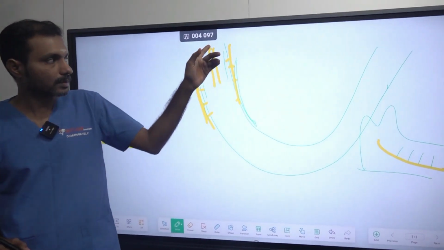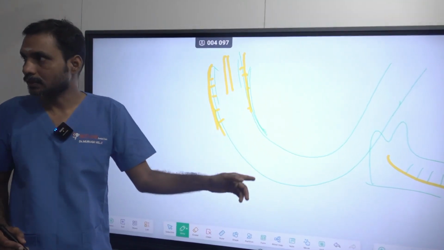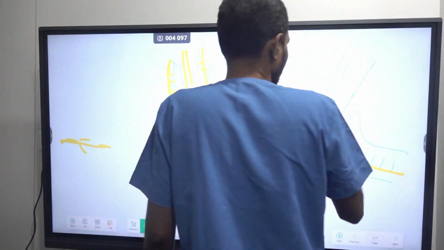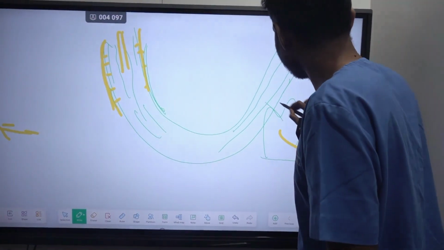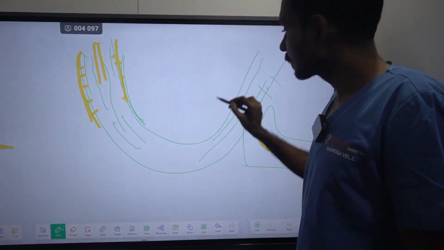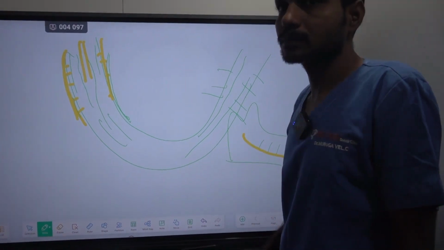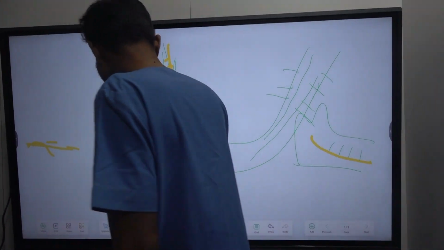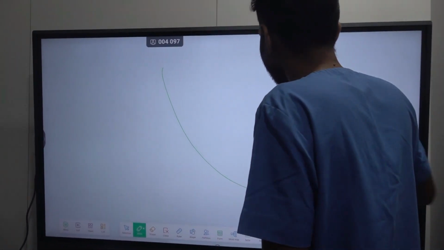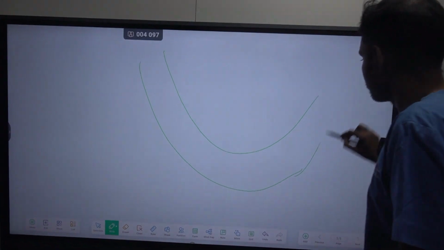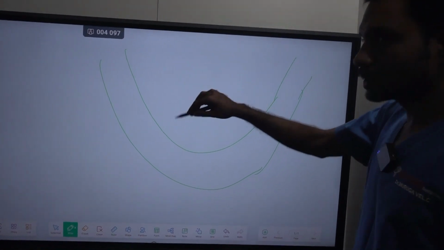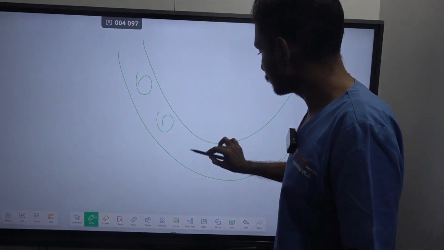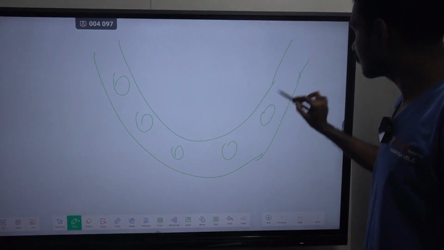From this pipe, it is running like this. So the blood is going like this. It is coming like this. From periosteum, it is coming like this. From the muscle and periosteum, coming like this. This is how it gets its nutrition. Now imagine all the blood vessels in your mind. Now we are placing implants. Okay. 1, 2, 3, 4, 5, 6.